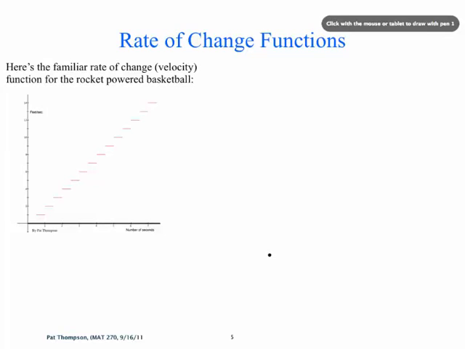Okay, so here's that rate of change function for the rocket-powered basketball, right? With the booster rockets.